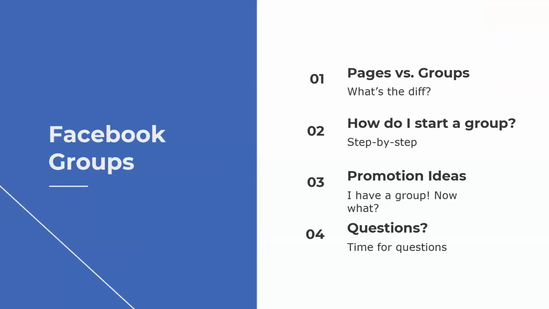So, to go over what we're going to go over today, first section is about pages versus groups. What's the diff, right? Section 2, we're going to be talking about how do I actually start a group and go through the step-by-step process. Then we will move on to promotion ideas, things that you can do to promote and engage your group. I have a group, now what? And questions. At the end, we will have time for questions and other topics here, maybe a couple movie reviews if we have time for that.